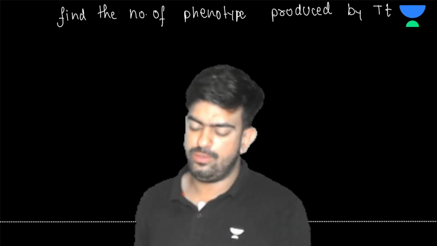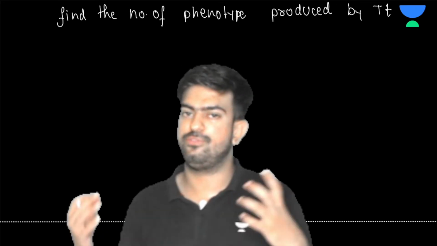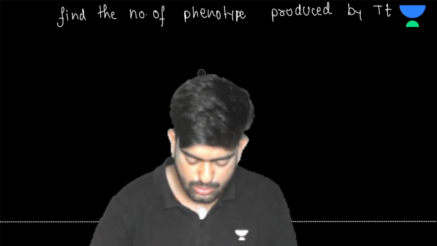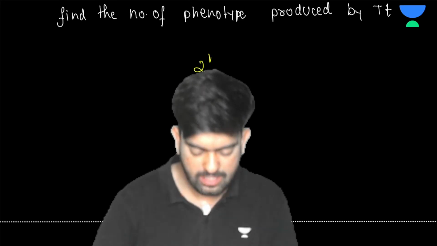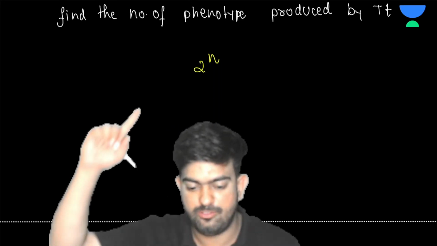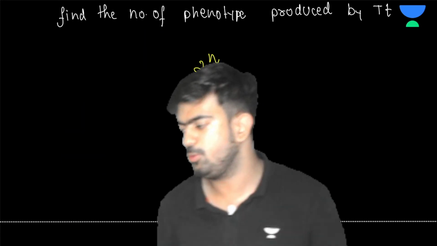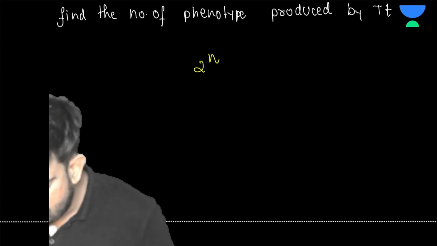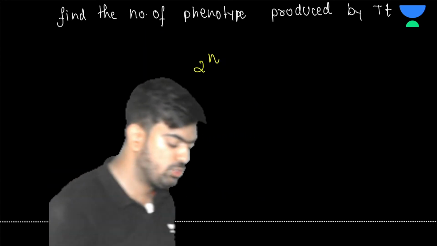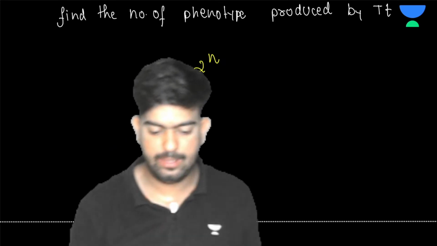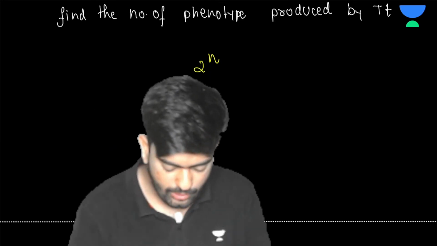So to calculate the number of phenotypes, we need to apply this formula, 2 to the power n. The formula is 2 to the power n. Clear? Okay, great.